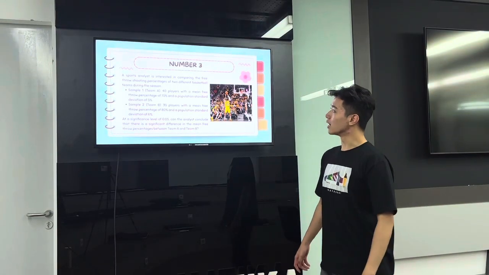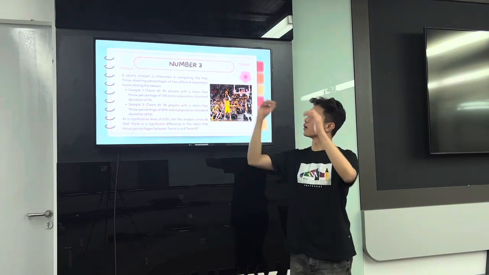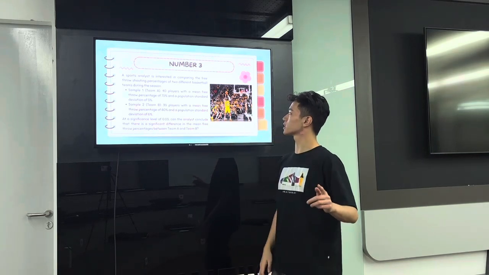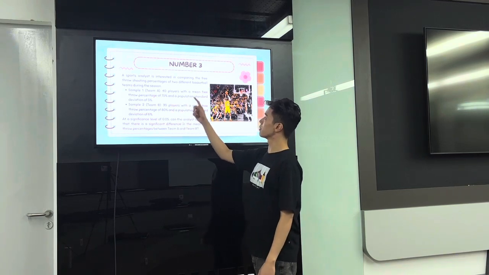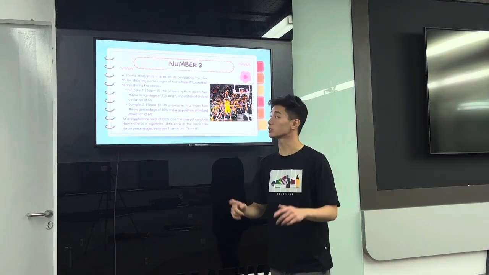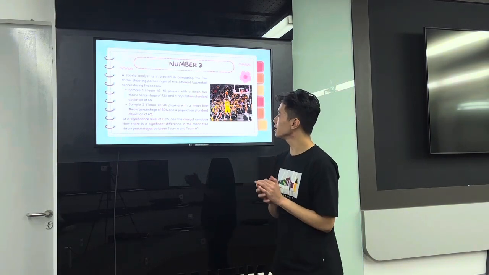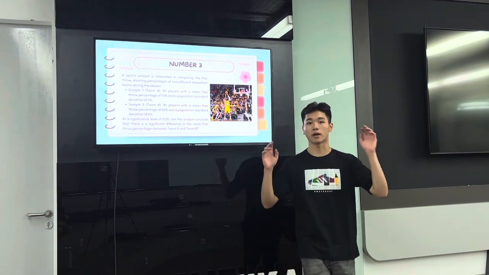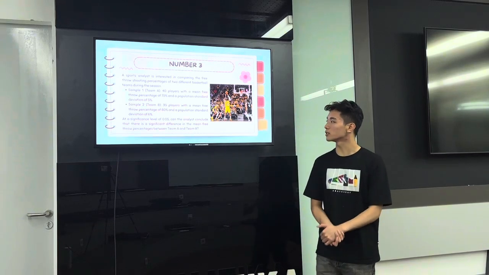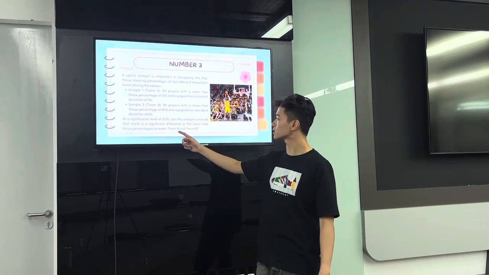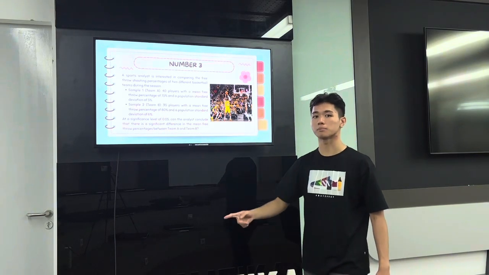Okay, back with me again. Number 3. A sports analyst is interested in comparing the free throw shooting percentage of two different basketball teams during the season. Sample 1, Team A, 40 players with a mean free throw percentage of 75% and a population standard deviation of 5. Sample 2, Team B, 35 players with a mean free throw percentage of 80 and a population standard deviation of 6. At a significance level of 0.05, can the analyst conclude that there is a significant difference in the mean free throw percentages between Team A and Team B?